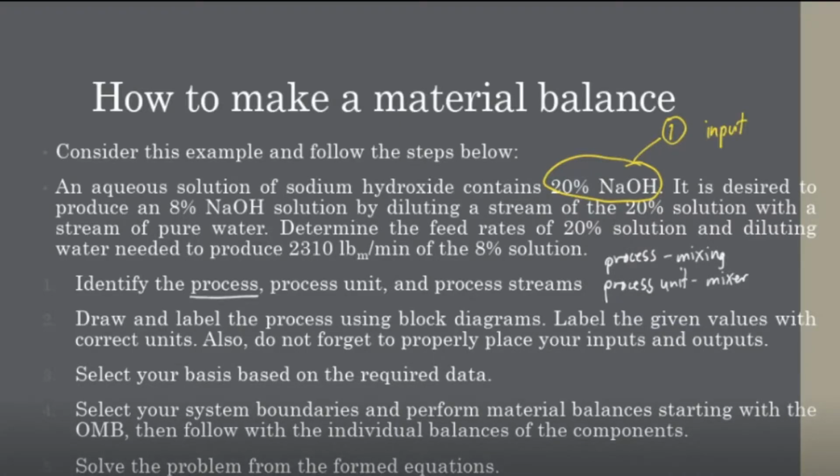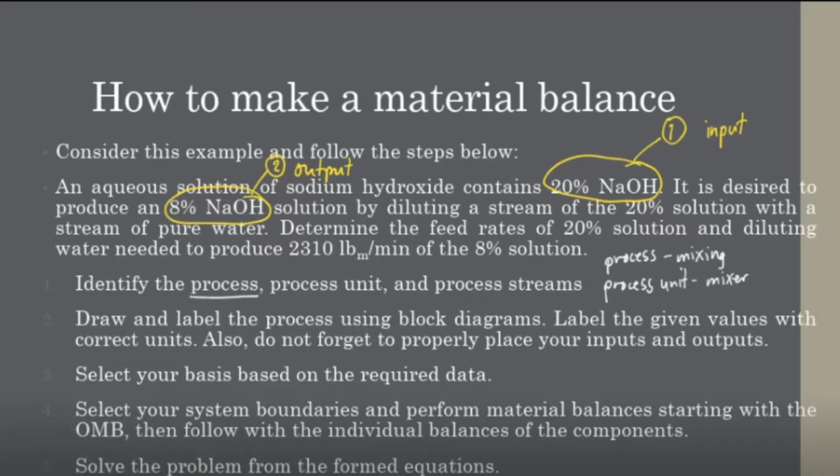What is our next process stream? From the wording of the problem, it is desired to produce an 8% sodium hydroxide solution. So the 8% sodium hydroxide solution is our process stream number 2, and this is considered as an output because we want to produce this stream coming from an input, which is the 20% sodium hydroxide solution. Okay? Now, what do we need to mix with the 20% sodium hydroxide solution in order to lower its concentration?